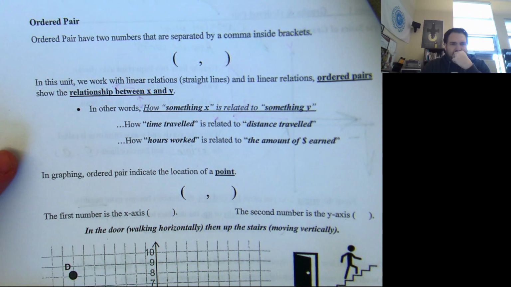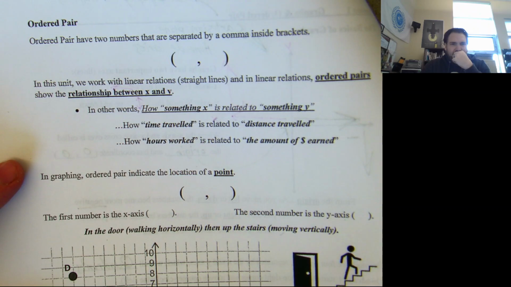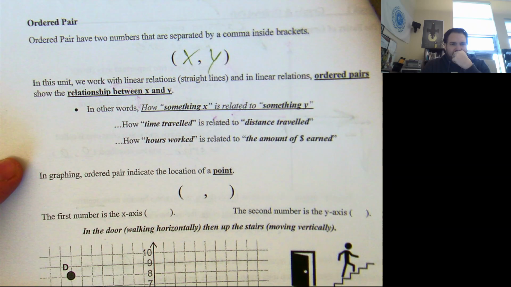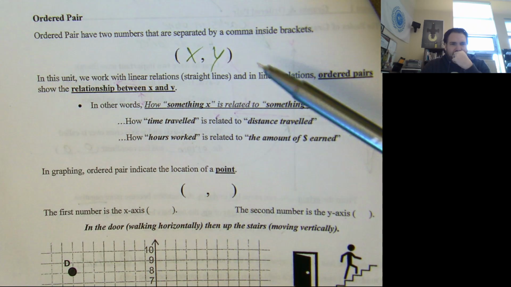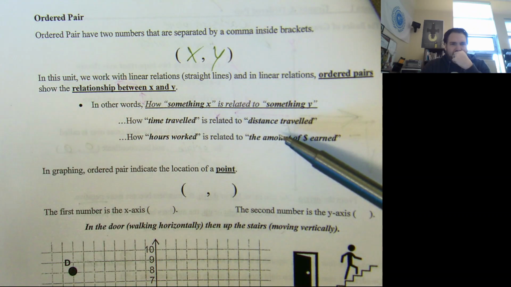Okay, so ordered pairs. Ordered pairs have 2 numbers that are separated by a comma inside the brackets. I've written it down a bunch of times. I'm going to write it down again. X, then Y. In this unit, we are going to be looking at linear relationships. Some of them are going to be graphing. Some of them are going to be on a table. Some of them are going to be in an equation.